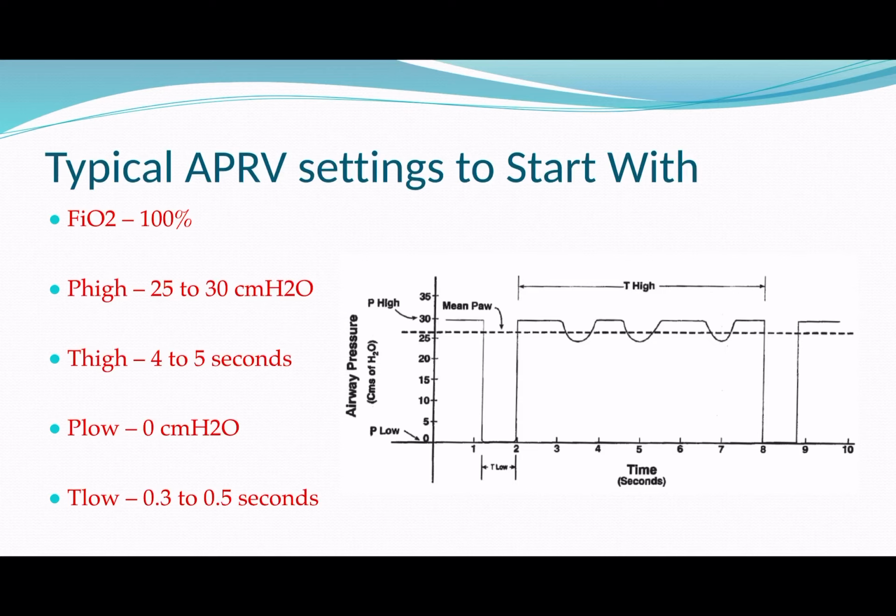And the T low is generally between 0.3 and 0.5 seconds, so quite short. And again, the reasoning for that I'll go through in the more advanced video, but essentially the reason you keep it that short is to try and maintain the recruitment that you've achieved of all those small alveoli during your period of P high, your high pressure.